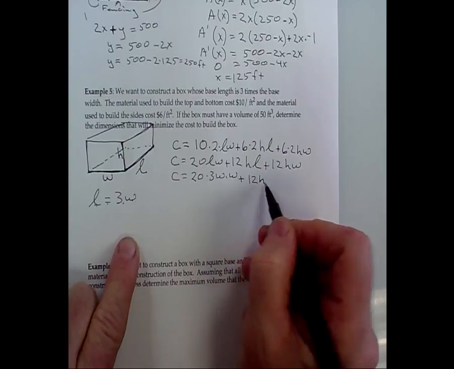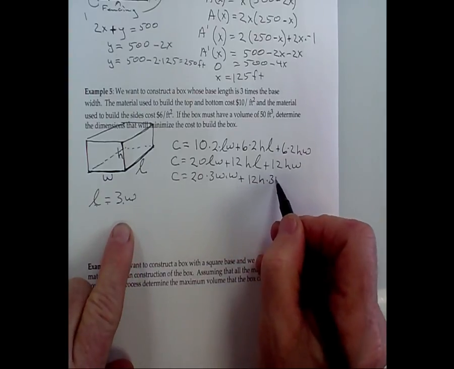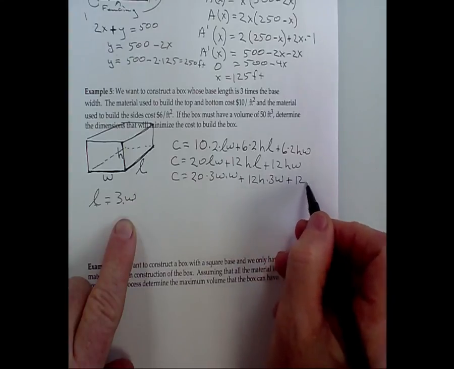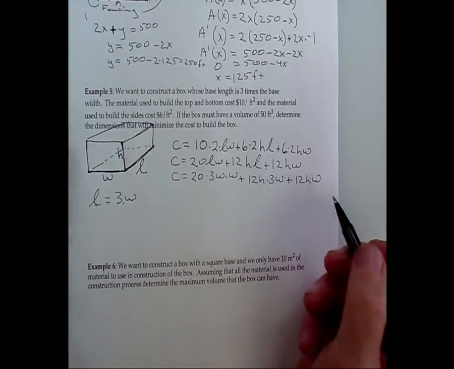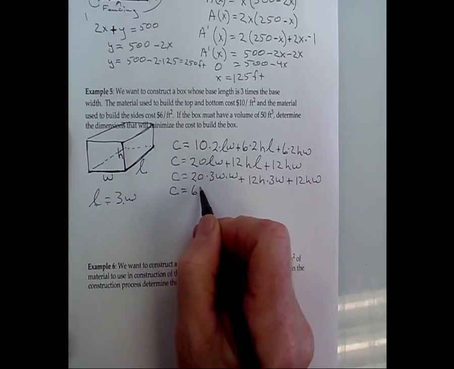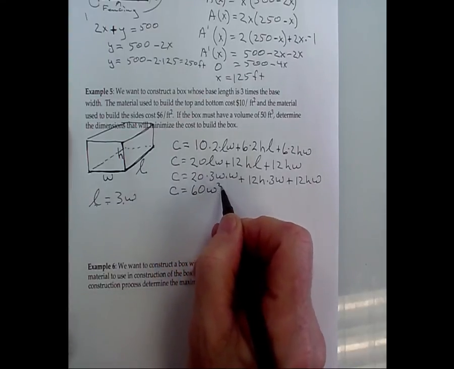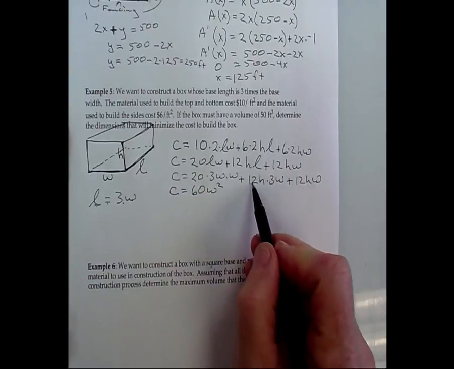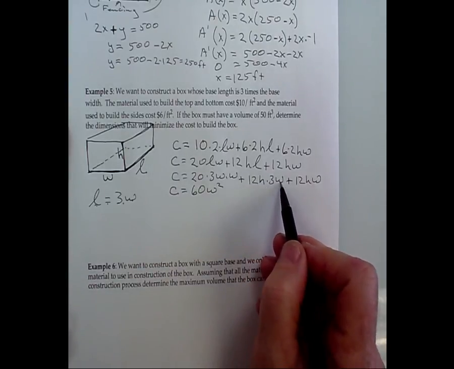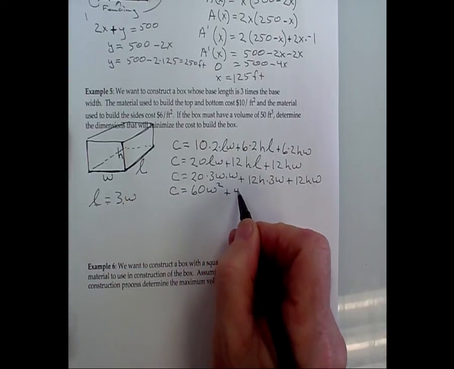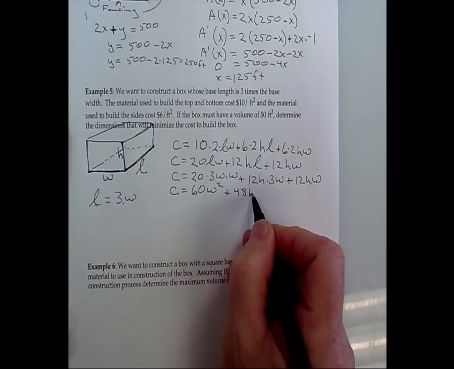12H. Oh yeah, I can. 3W here. Right? I can't do anything here. Okay, let's see if I can make this nicer. I got C equals 60W squared. Does that look correct? And here, this is going to be 36HW. Ooh, I got 12HW, so I could say it's 48HW.